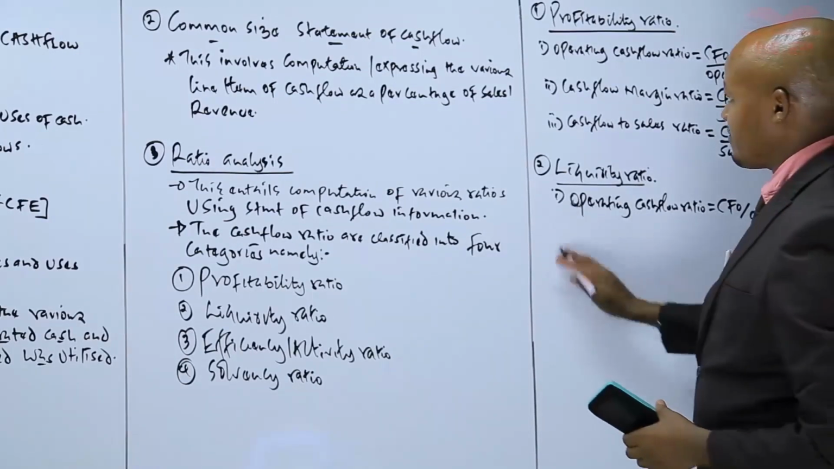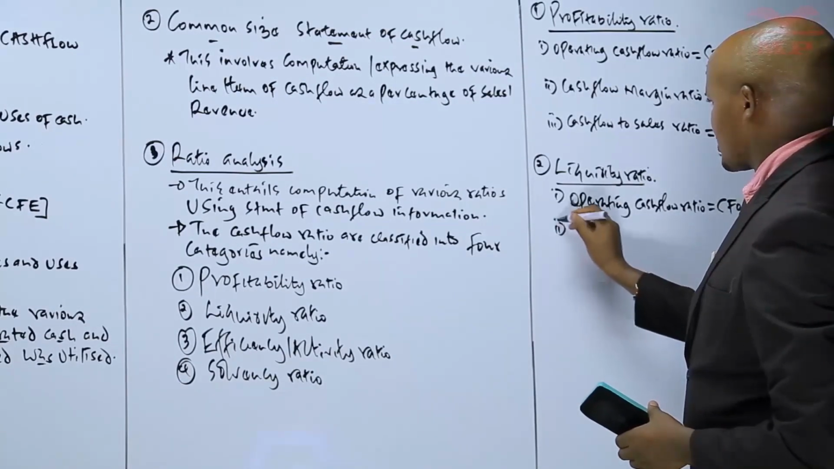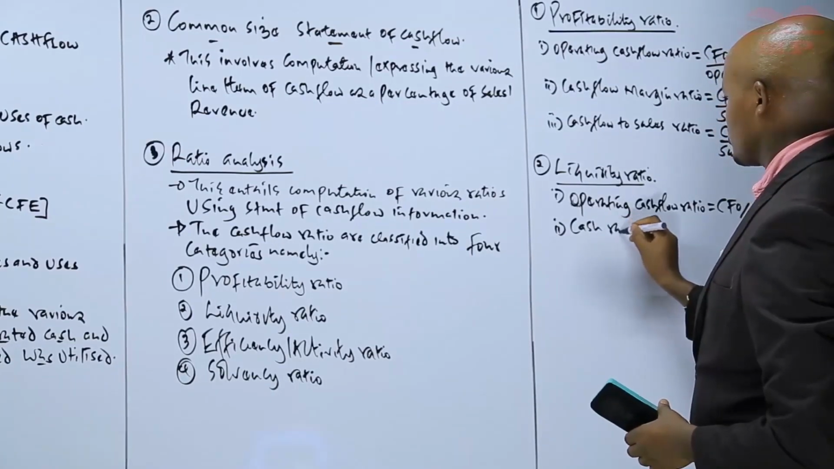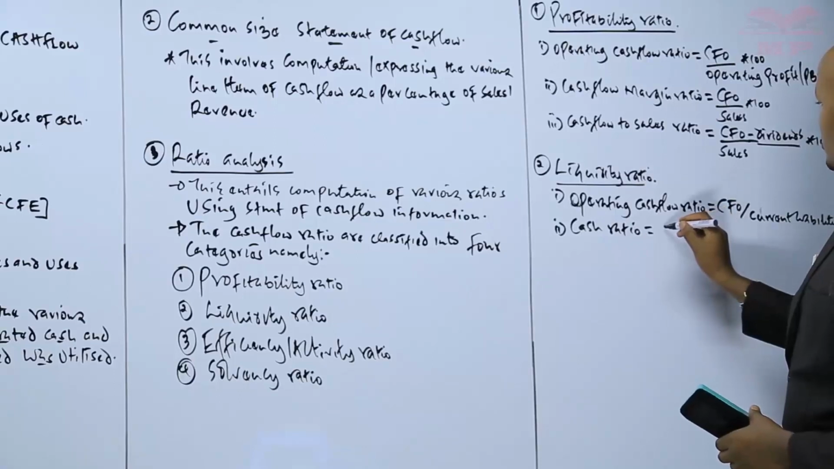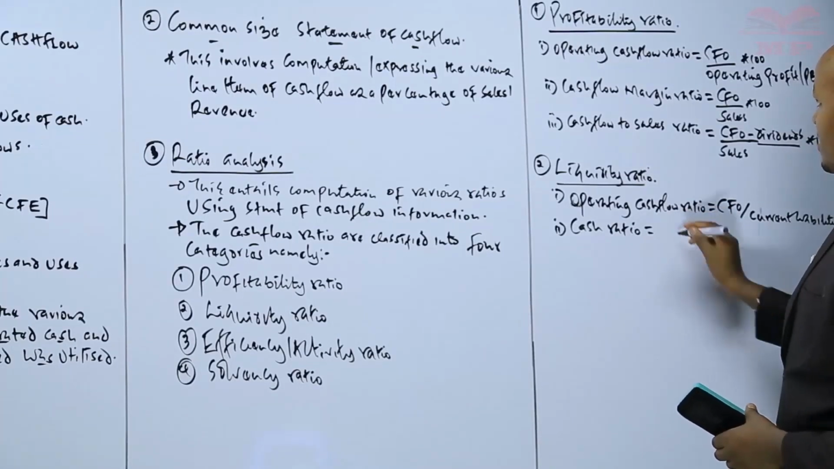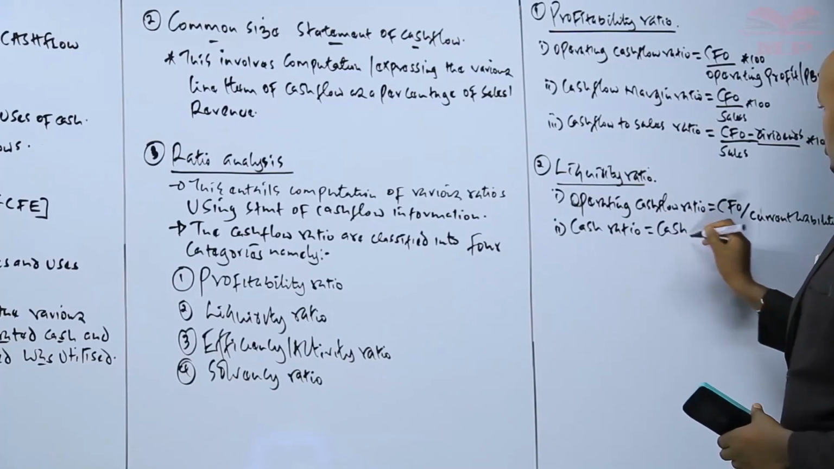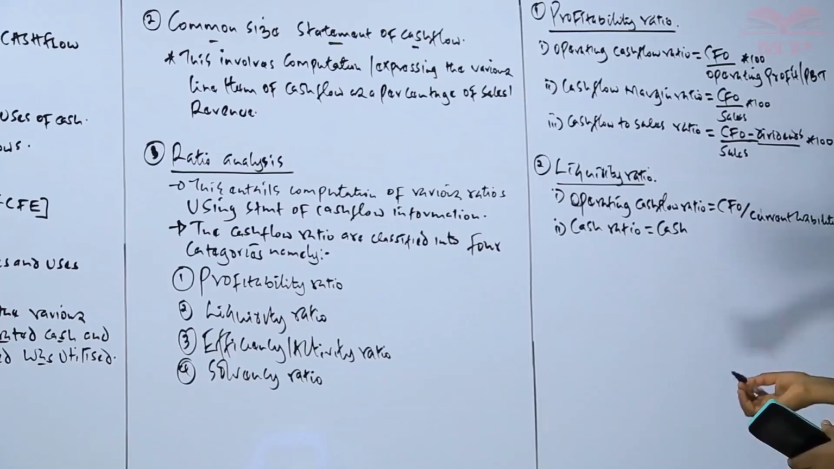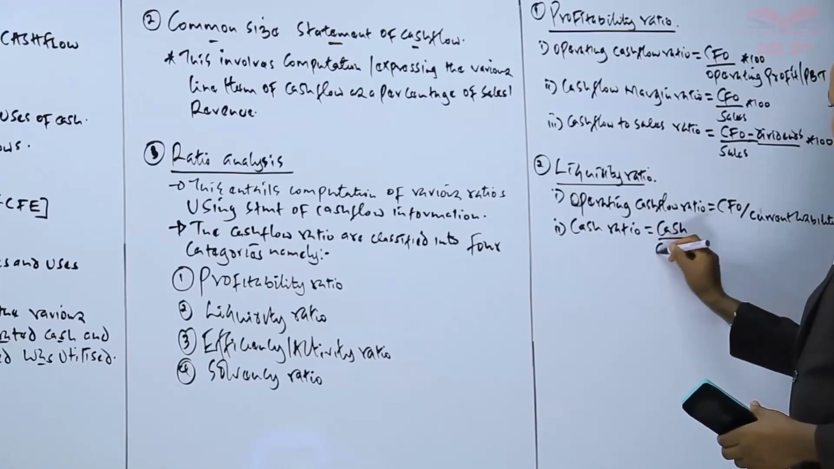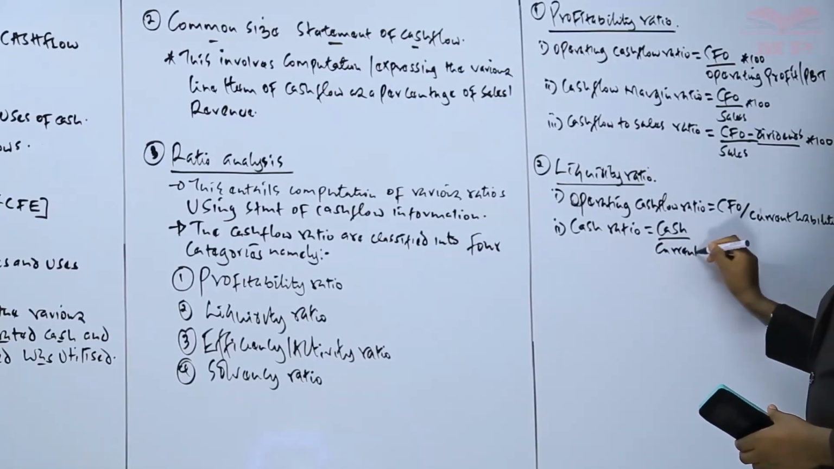And then from there we have the other ratio, and that is known as the cash ratio. Now for the cash ratio, this is a ratio which is computed by taking the cash. When we talk about cash, we are talking of cash in hand, cash at bank, and also the bank overdraft, and then still we divide that with the current liabilities.